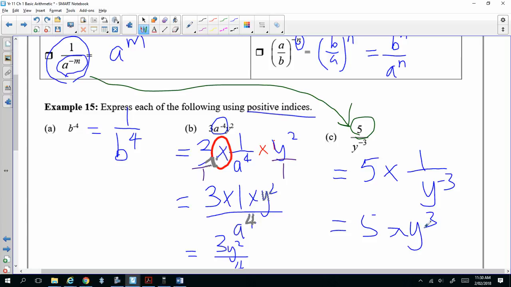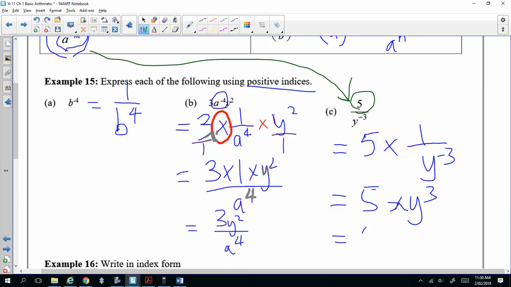It's very important that when you move things around, the 5 doesn't move. Or see, the 3 and the y squared don't move because they don't have negative indices. Whatever has the negative index will cause that term to move up or down depending on the location. So if it's at the top, it goes to the bottom. If it's at the bottom, it goes to the top. Okay? So be very careful.